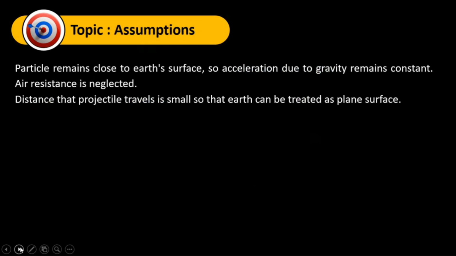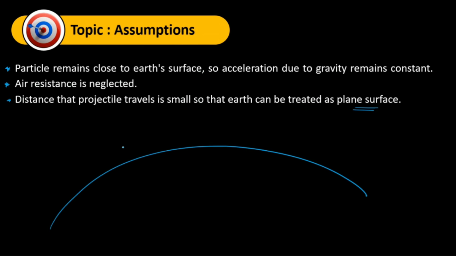Before that, there are a few assumptions that we make in order to talk about projectile motion. The first is that the particle remains very close to the Earth's surface. If it is very close to the Earth's surface, the acceleration due to gravity will not change; it is supposed to be constant. Similarly, when solving these problems, air resistance is supposed to not exist; we just neglect it. Also, the distance that the projectile travels is very small, so the Earth can be treated as a plane surface. We won't treat Earth as a curve. Why? Because the distance this projectile covers along the horizontal line is very small compared to the surface of the Earth.